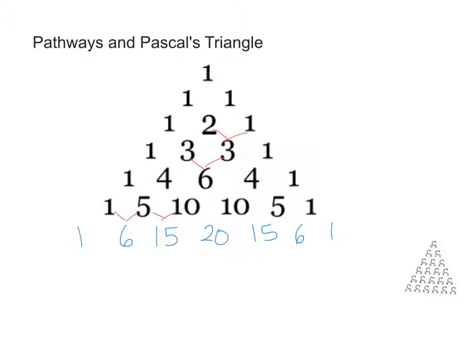You always can add two numbers, like 2 and 1 gives you 3, 3 and 3 gives you 6. 1 and 5 is 6, 5 and 10 is 15. So what will the next row be? It'll always start with a 1. 7, 21, 35, another 35, 21, 7, and 1. So it's always adding the two numbers above to get the number below.